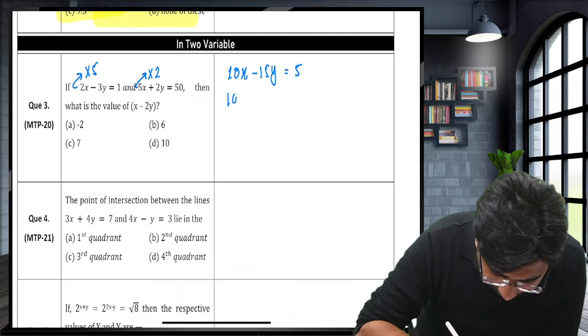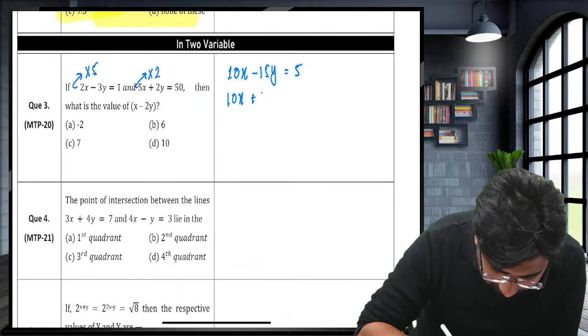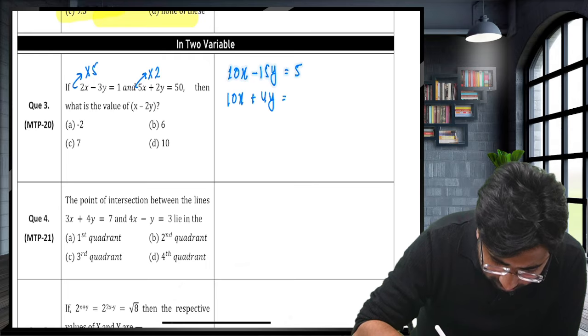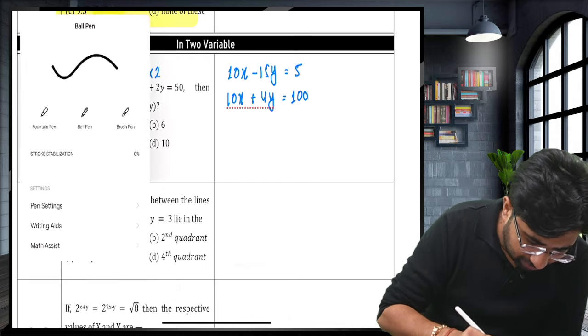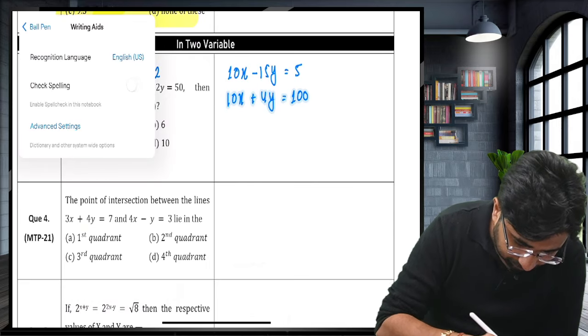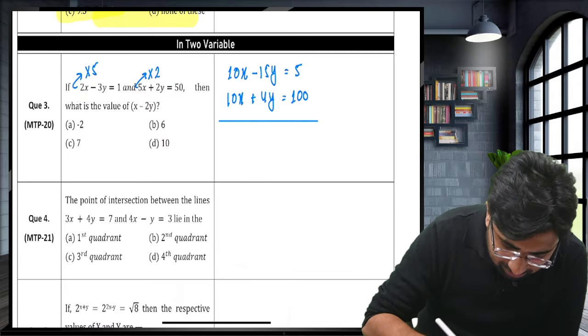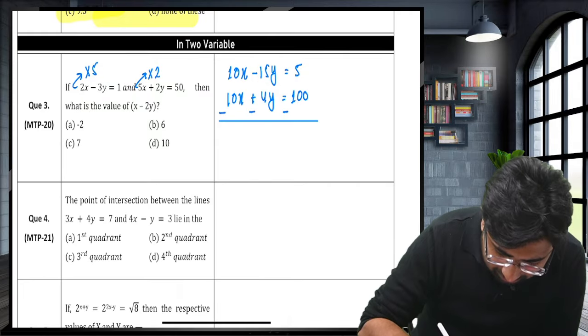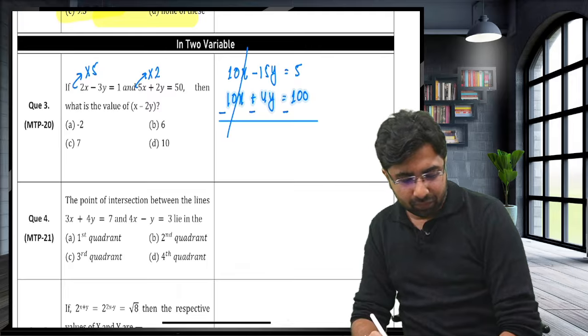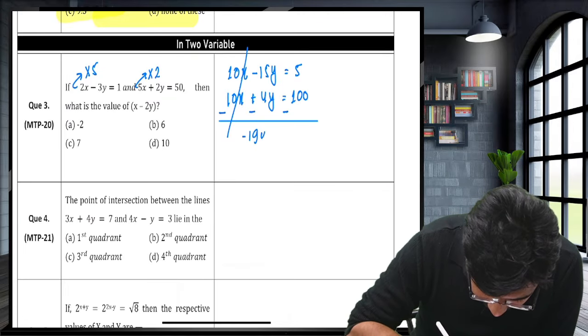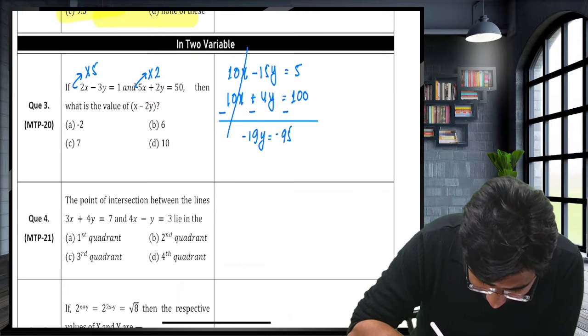Again guys, 10x plus 4y is equal to 100. Now how much? We will solve them simultaneously. Minus, minus, minus. This will cancel. Minus 19y is equal to minus 95.